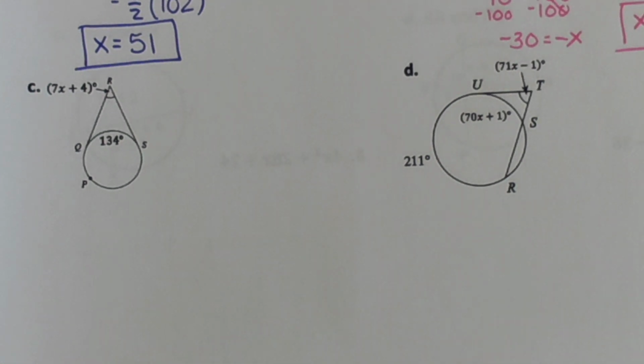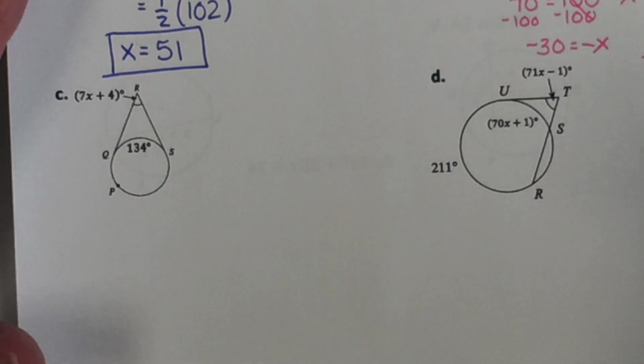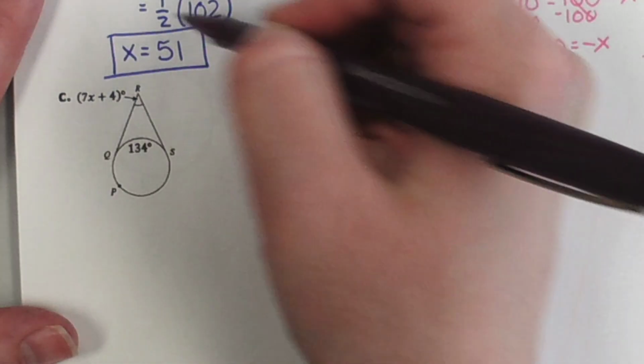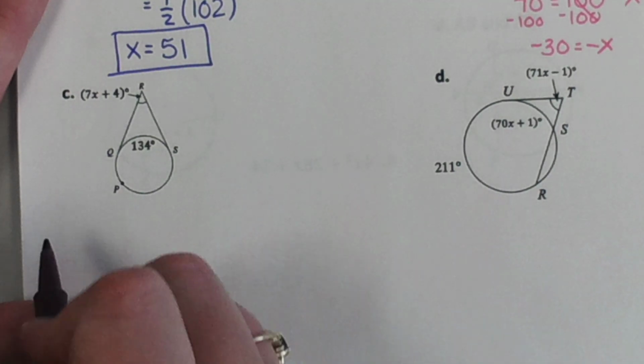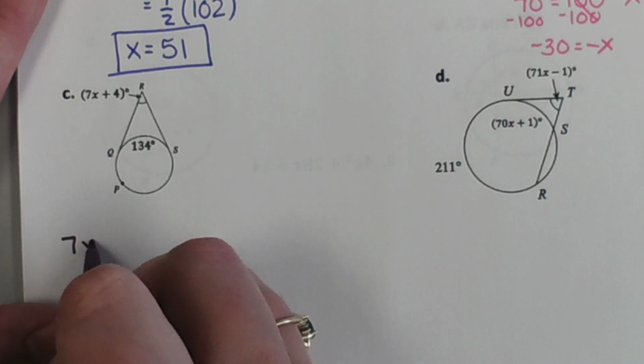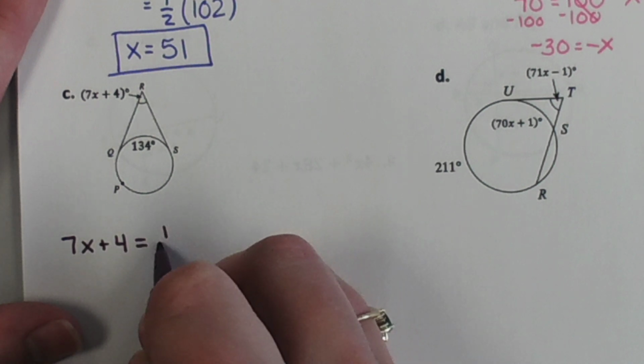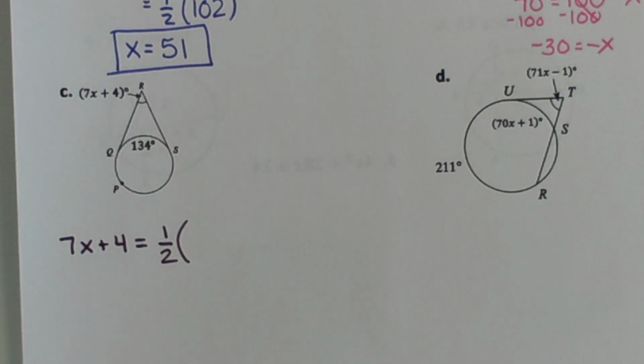So, in the formulas, angles go first. What's the angle in this picture? 7x plus 4 equals 1/2 arc minus arc. How many arcs do I know? 1. Can I solve it if I don't know the other one? Yes, in this case I can because I know enough information.